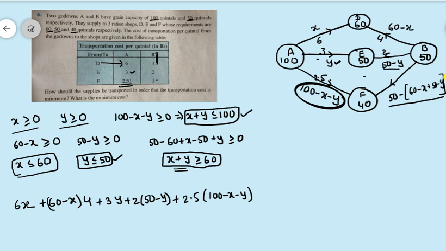Now from B to F the transport cost is given as 3 rupees for 1 unit, but we are transporting these many units, that's why 3 into (x plus y minus 60). So this is the objective function which we have to minimize.